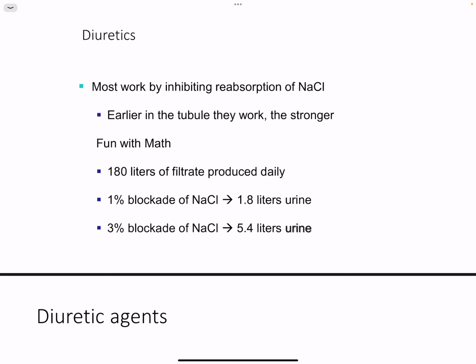180 liters of filtrate is produced daily. What do we mean by filtrate? That is because of the GFR. Now, open your calculator. 125 mL per minute. For 1 minute that is 125 mL. How much will be in 24 hours?